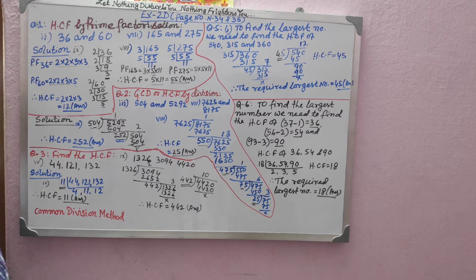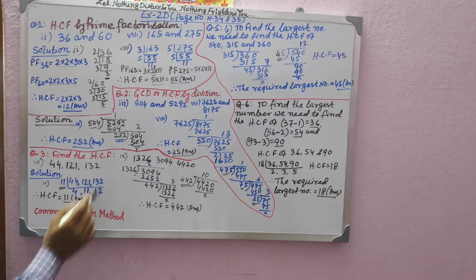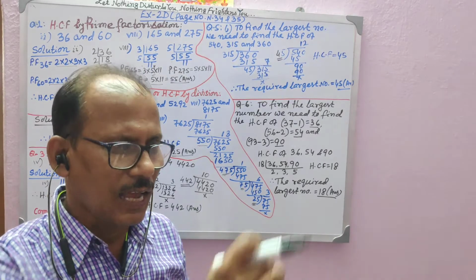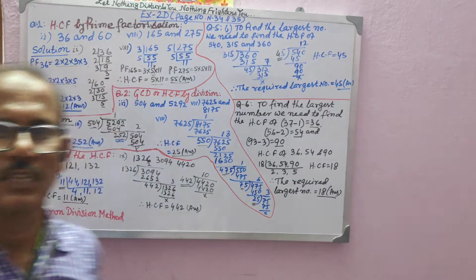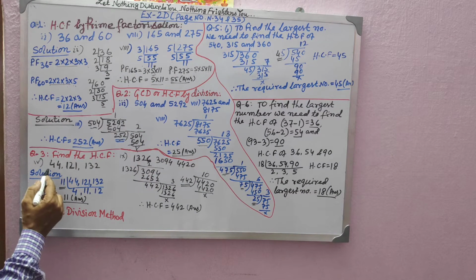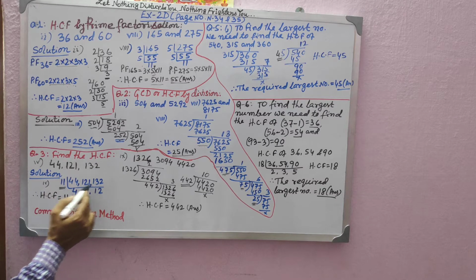Now I will be doing H.C.F with another method. I have taken question number 3, the fourth one: 44, 121 and 132. I have taken all the numbers together and I have tried to find out the common divisor, the common factor, for all the three numbers. So, 44, 121 and 132.